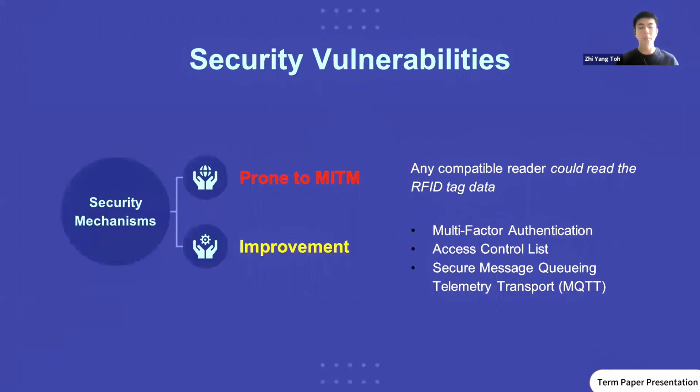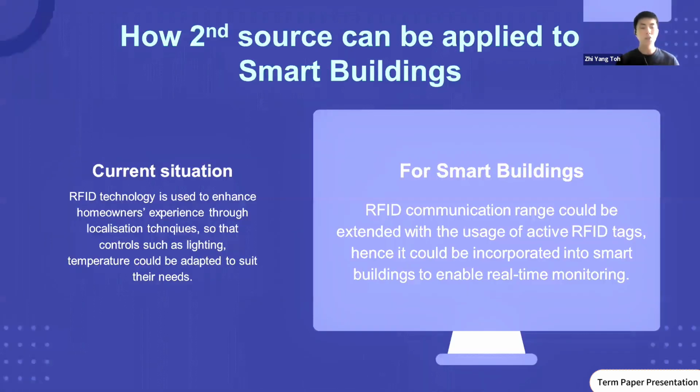So the security vulnerability of RFID is that it is prone to man-in-the-middle attack because any compatible reader could read the RFID tag data, and the improvement will be using multi-factor authentication, access control lists, and Message Queuing Telemetry Transport (MQTT). And in the current situation, RFID technology is used to enhance homeowners' experience through localization techniques so that controls such as lighting and temperature could be adapted to suit their needs.